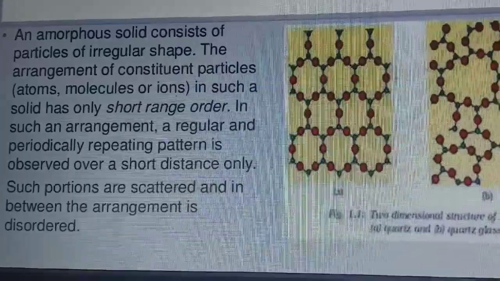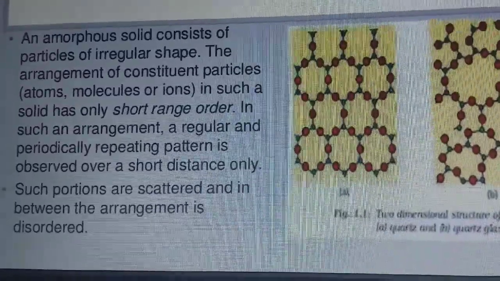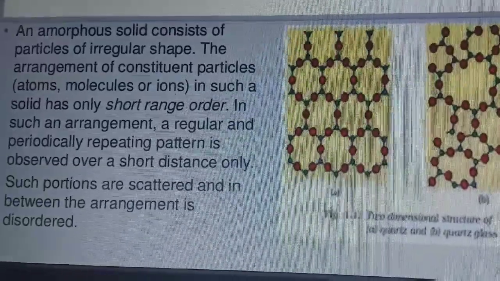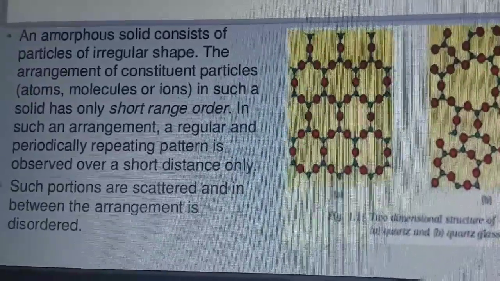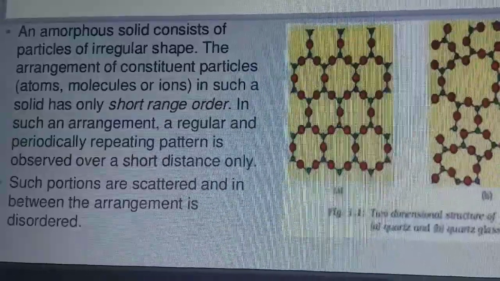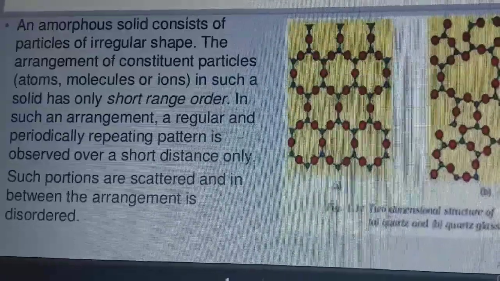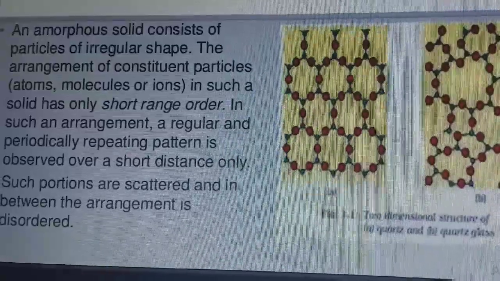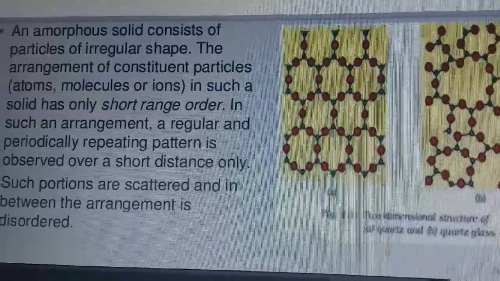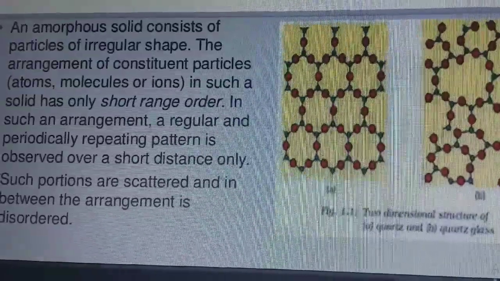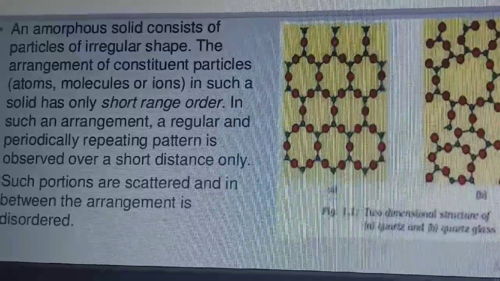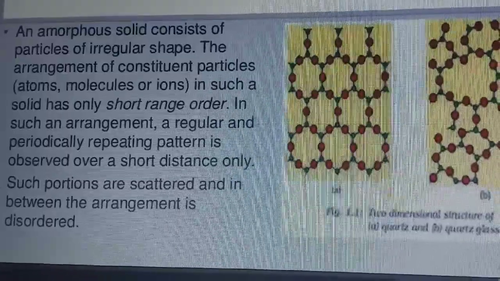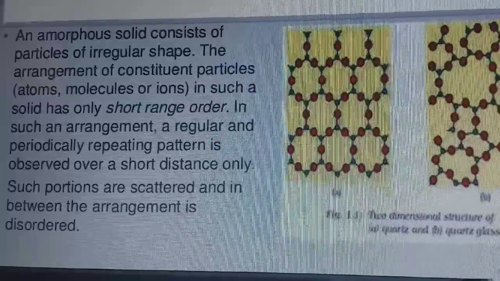Up to a particular distance only, the particles are orderly arranged. After that, that order is disturbed. So throughout the solid, the particles are not orderly arranged. That's why they are called short range order. A regular and periodically repeating pattern of constituent particles is observed over a short distance only. That's why they are called short range order. They don't have definite geometry. Now you understood what is a crystalline solid and what is an amorphous solid.